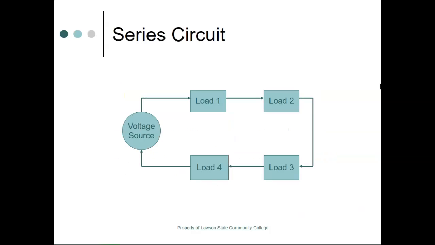All right, so looking at this, you have your voltage source, and you have load 1, 2, 3, and 4. So this would be the spring or the tributary that starts off this river. It goes to dam 1, which is going to hold back some voltage, but let some go through. Dam 2 will hold back more voltage, proportional to its size, and so on and so forth, until you get back to the source.